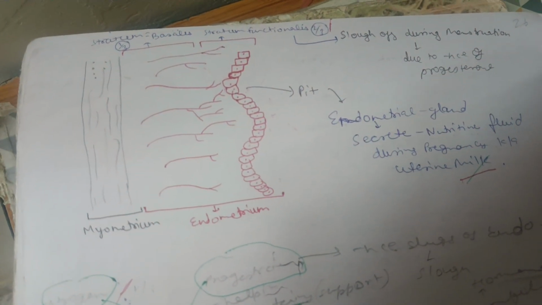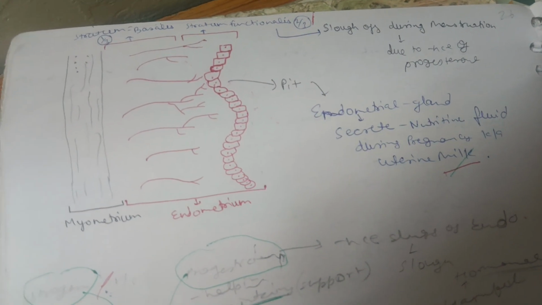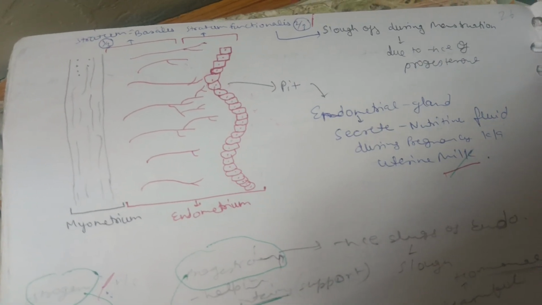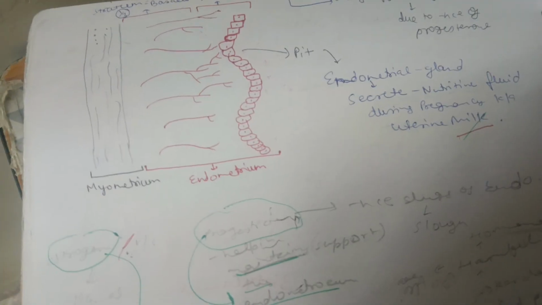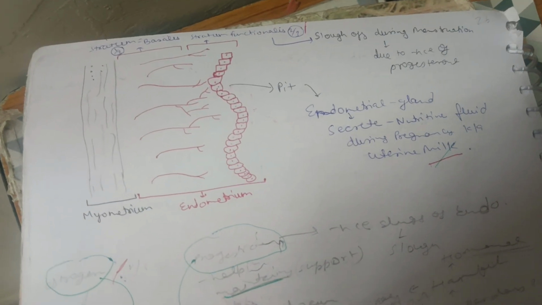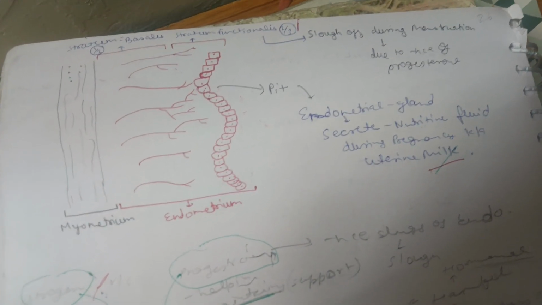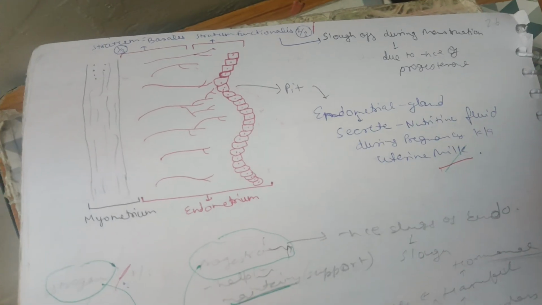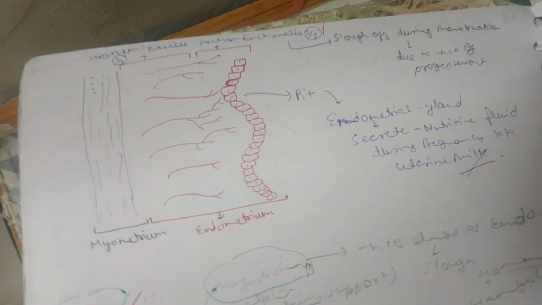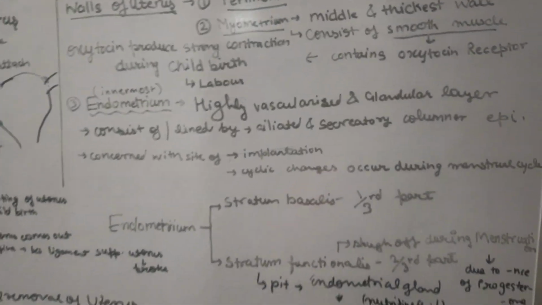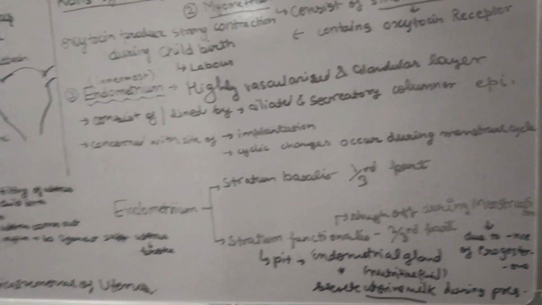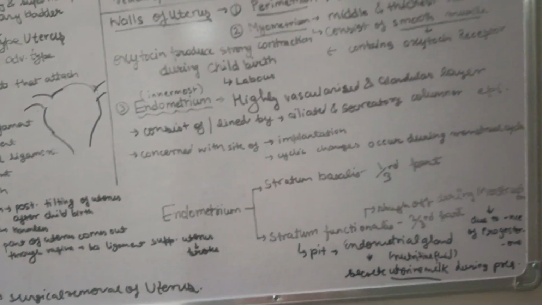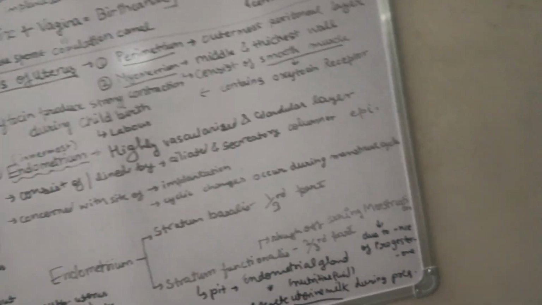Also, this stratum functionalis, which is the 2/3 part of the endometrium, is lost during menstruation. Not the whole endometrium, but the stratum functionalis sloughs off during menstruation due to the absence of progesterone. This progesterone thing you will see in the next parts. So now you know that the whole endometrium does not slough off during menstruation. Some parts remain.